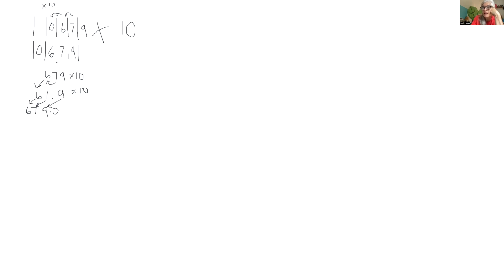If I times it by 10 again, I've got 679.0. Every time you times by 10, it's a power. The way we write powers is we write them as tiny numbers, exponents, up here. If I have 10 to the second power, that means it's 10 times 10.